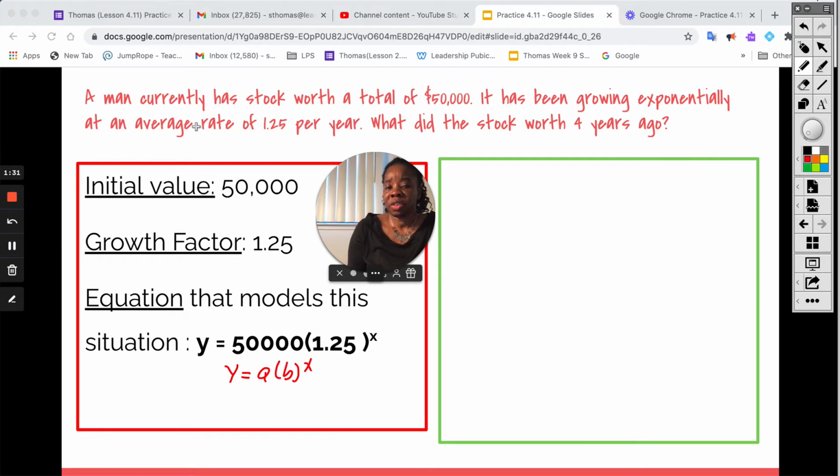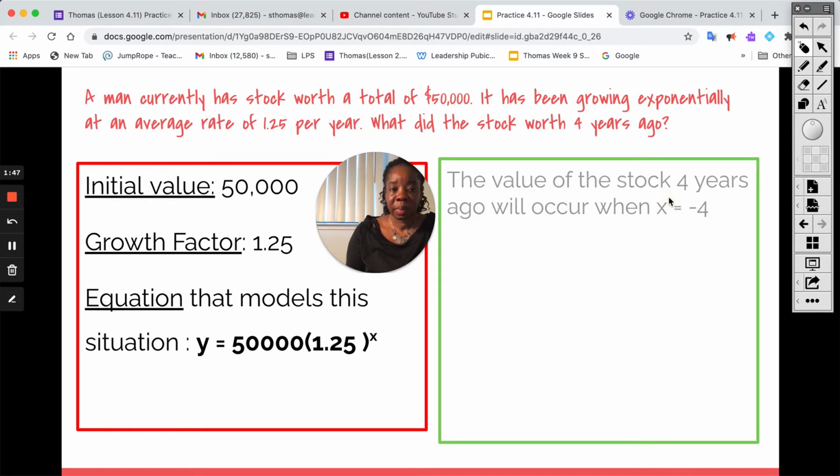Now, 4 years ago, what does that mean? 4 years ago actually means 4 years before now, before the start. And so when we think about before, we know it's going to represent a negative exponent. So what does that mean in this case? The value of the stock 4 years ago will occur when x is -4, because it's before the initial value. And so we're going to replace x with -4 in the equation itself.